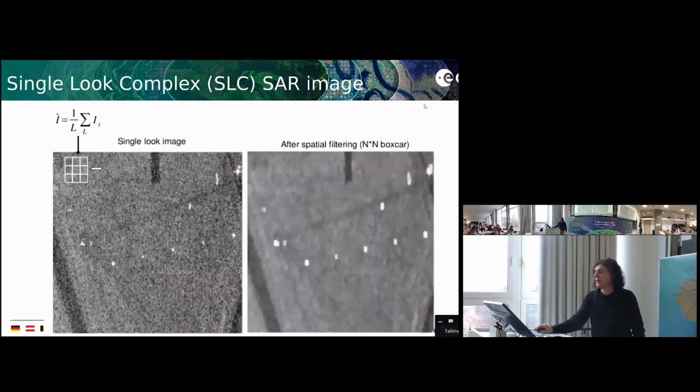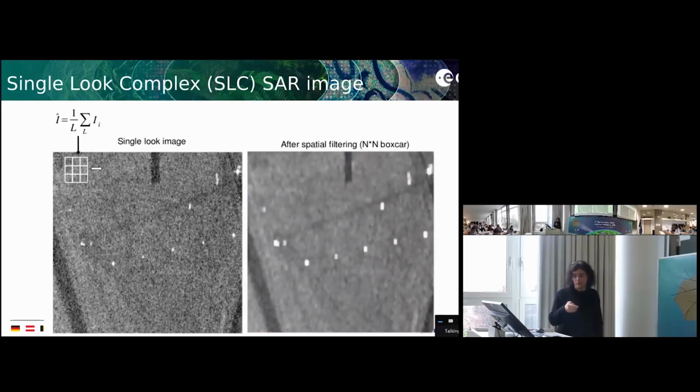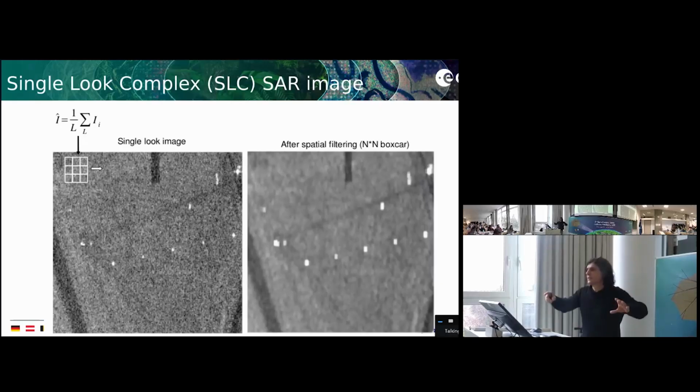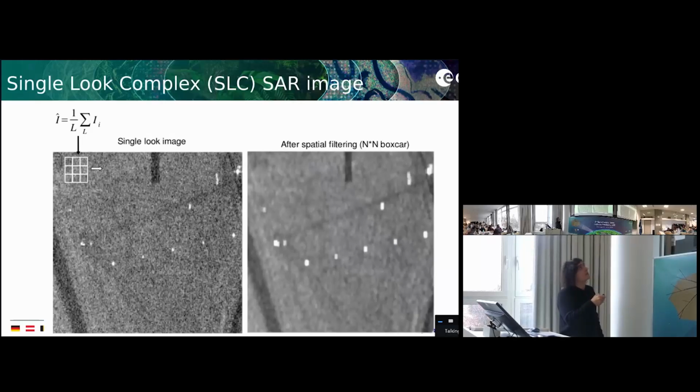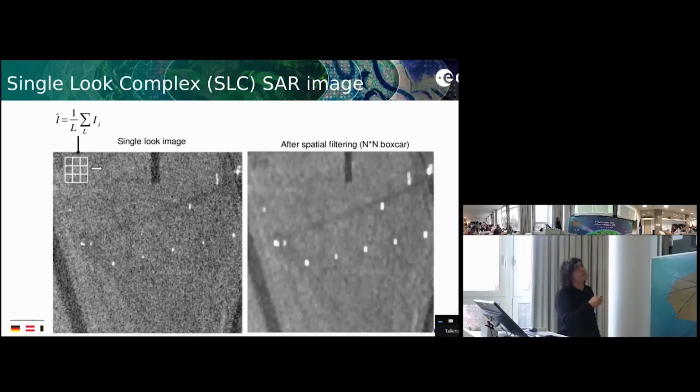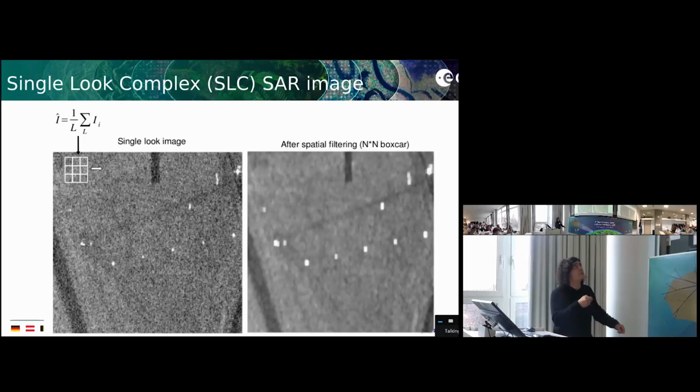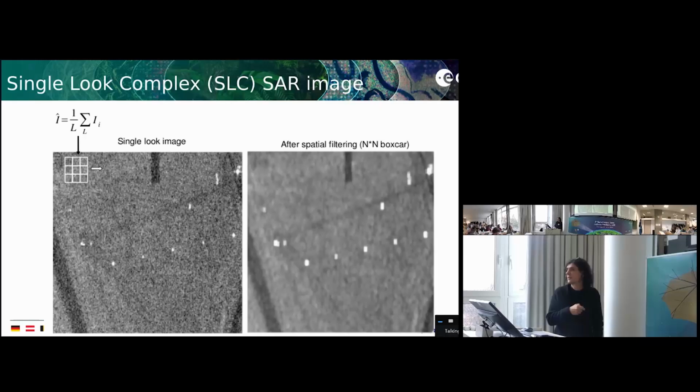Then you can apply a speckle filter. You can apply multi-looking using a speckle filter with a very simple procedure. You use what we call a convolutional filter. So you take a box. This is a boxcar filter. For each position of the box, you compute the mean of all the pixels falling into this box, and you assign this resulting value to the center pixel of the box. This is the most simple one.